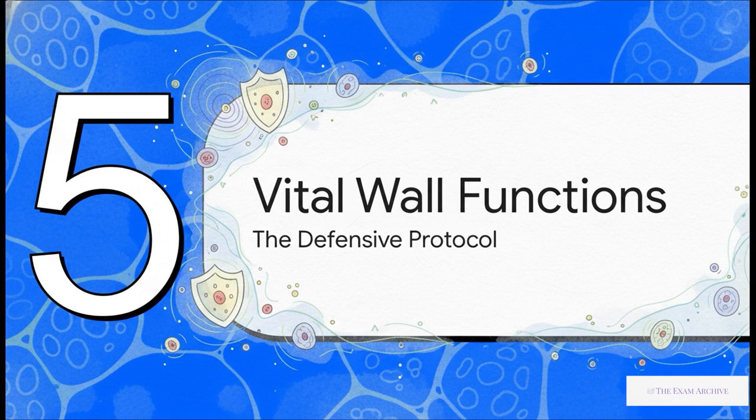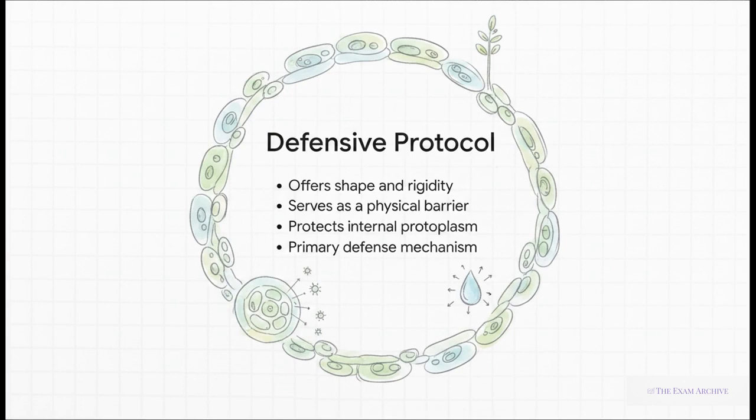Bringing us to our final section, Section 5, Vital Cell Wall Functions, the Defensive Protocol. Let's summarize the operational purpose of all this complex architecture. So, the crucial point is, what is the ultimate operational purpose of this entire cellular fortress? I'd actually recommend you take a screenshot or jot down the specific slide for your study records.